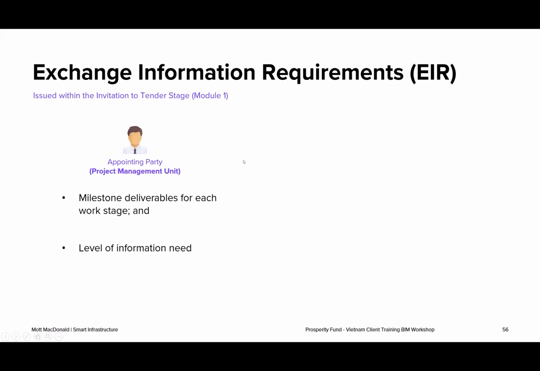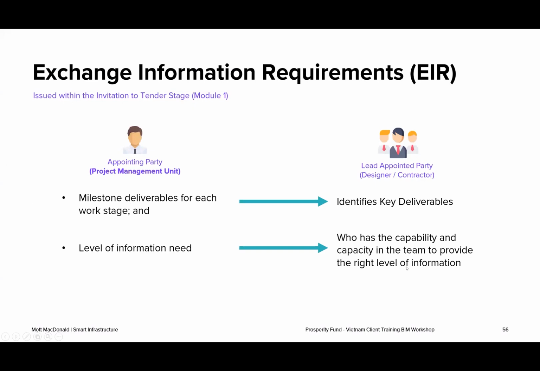Great. So as we've already explained, the appointing party sets out in their EIR the milestone deliverables for each work stage and the level of information need. So that would be the detail in the model, the graphical detail and the information in the model and that kind of stuff. So that's what's broadly covered in module 1. And then, as we've just found out, the appointed party will look at those requirements and respond to that in the BIM execution plan. So they'll identify the key deliverables that are listed and look at the team that they've got to deliver that information on the project.